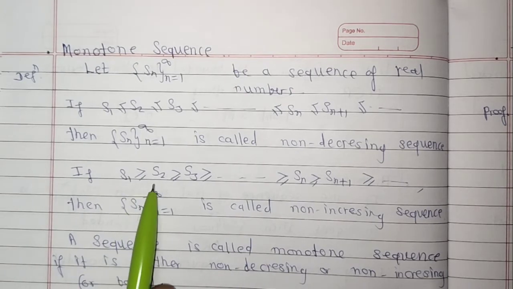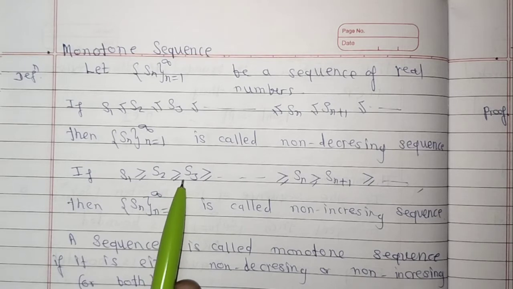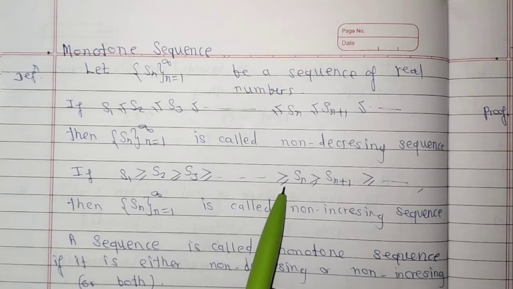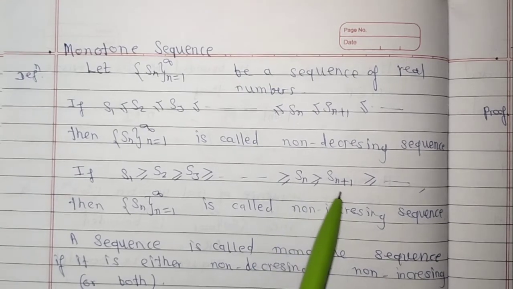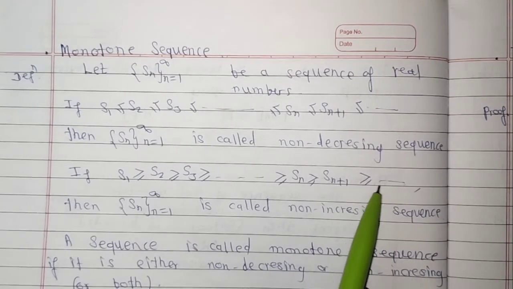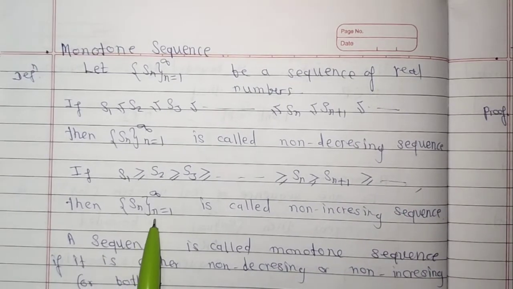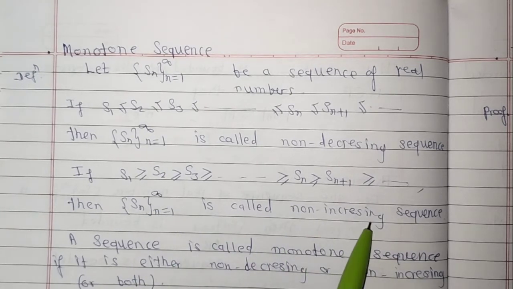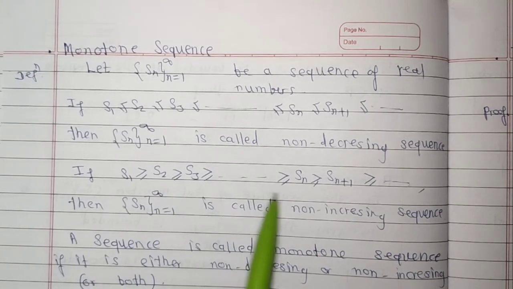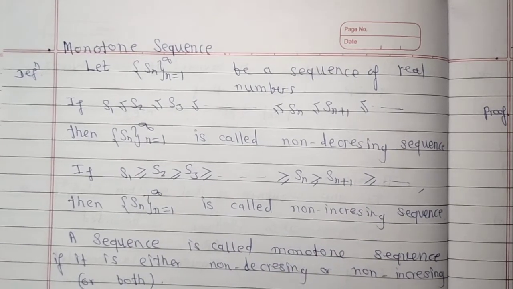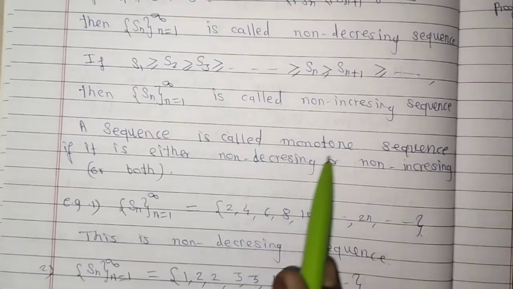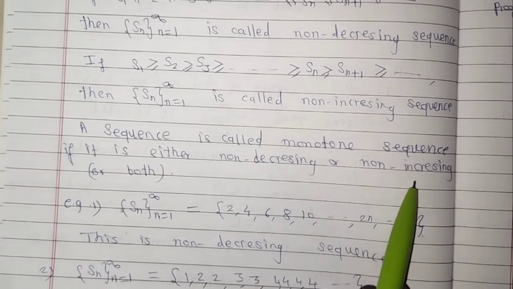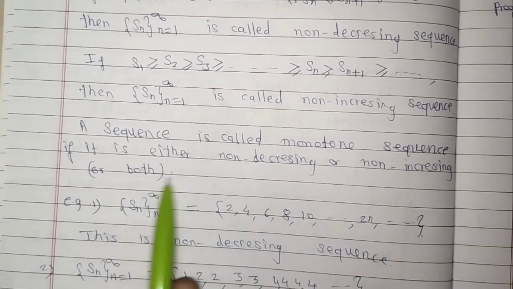If S1 is greater than or equal to S2, greater than or equal to S3, and so on, greater than or equal to Sn, greater than or equal to Sn plus 1, and so on, then the sequence Sn, n going from 1 to infinity, is called a non-increasing sequence. That means this sequence is a decreasing sequence. A sequence is called a monotone sequence if it is either non-decreasing or non-increasing, or both.